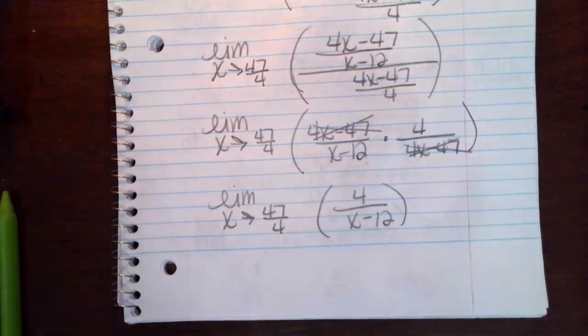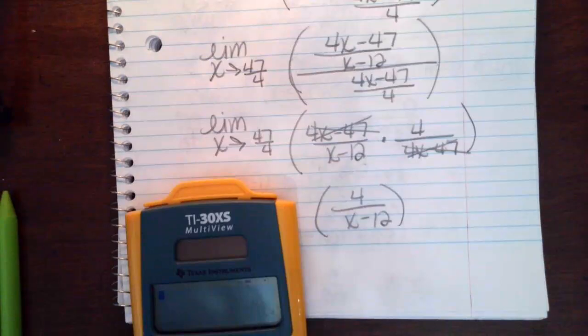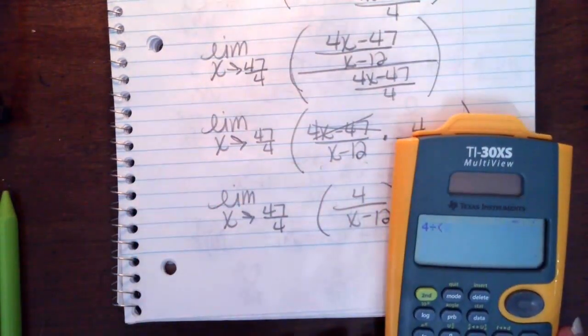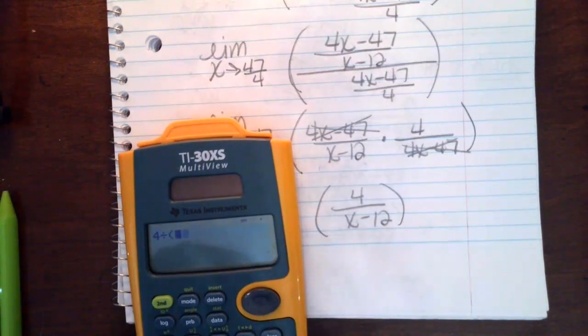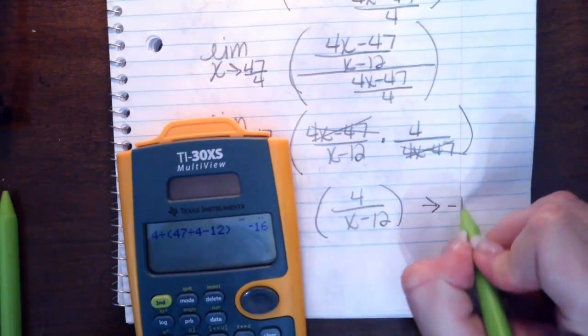So now I can use direct substitution again. So I have 4 divided by 47/4 minus 12. And I get negative 16.